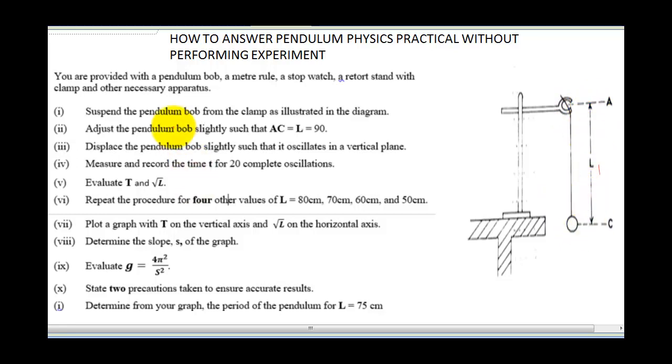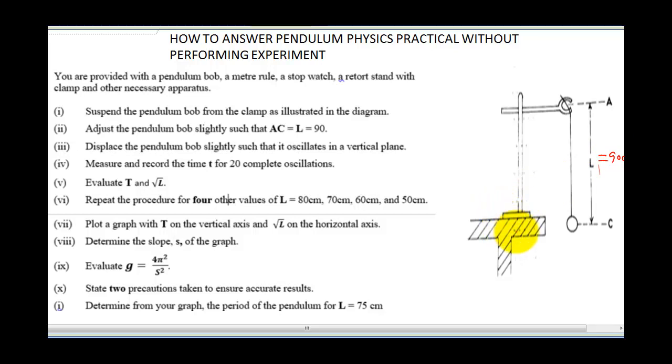Suspend the pendulum bob from the clamp as illustrated in the diagram below. Adjust the pendulum bob slightly such that AC, this height, is going to be 90 cm. At this point it is 90 cm. Then measure and record time t for 20 oscillations.